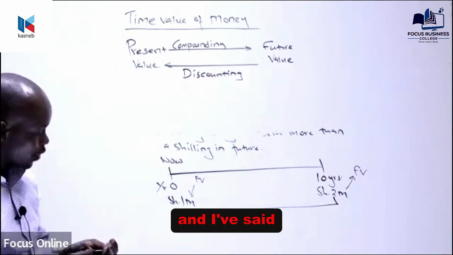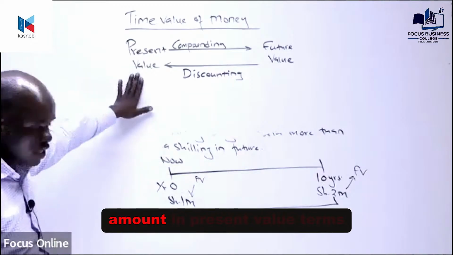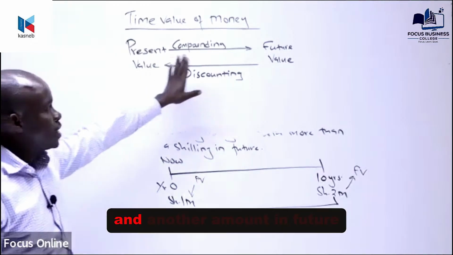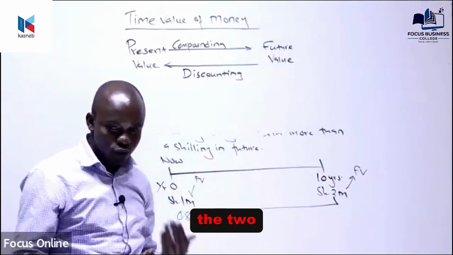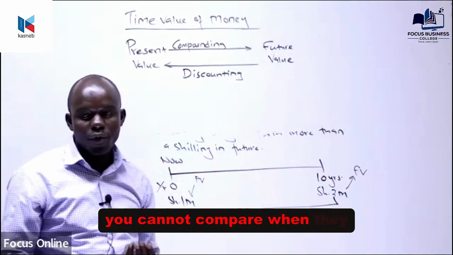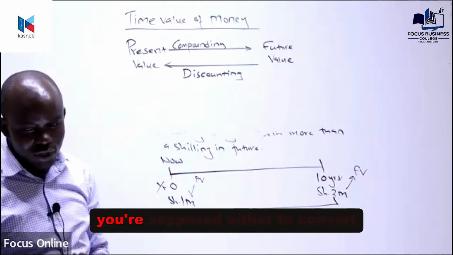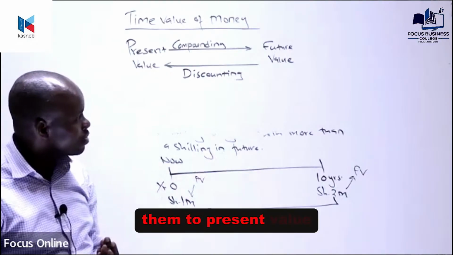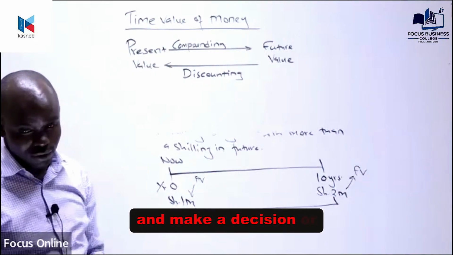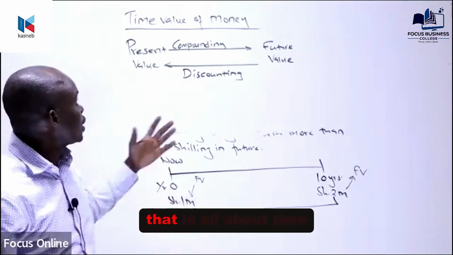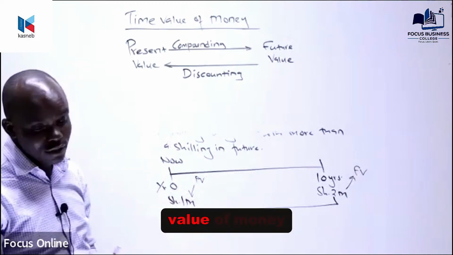And I've said, when you are given an amount in present value terms and another amount in future value terms, and you're supposed to compare the two, you cannot compare when they are not in the same form. You're supposed either to convert them to present value or to future value and make a decision or conclusion. That is all about time value of money.